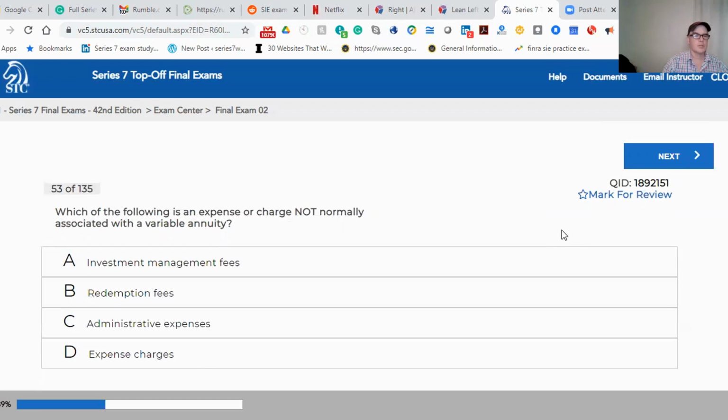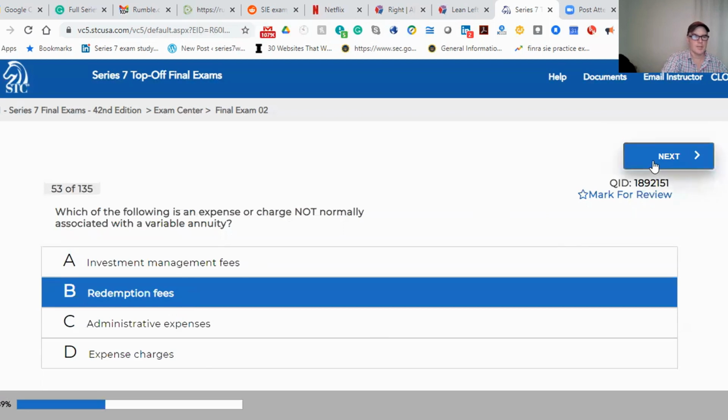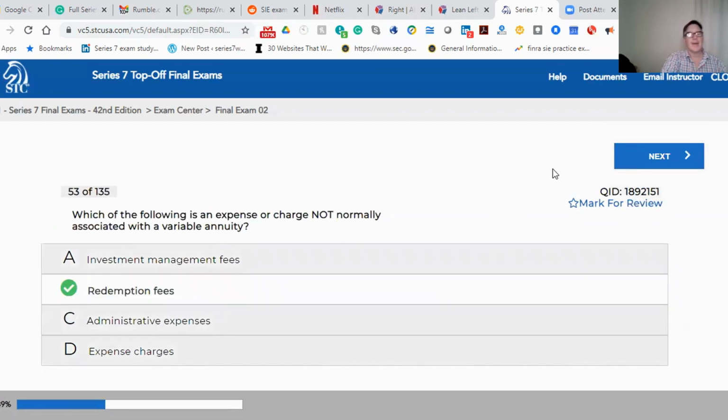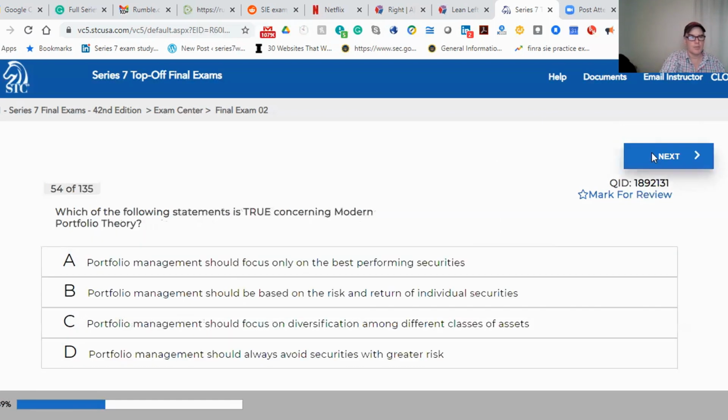Investment management fees, redemption fees, administration expenses, and expense charges. I'm going to go with redemption fees just because I'm taking a guess that they won't even be on the test. Again, because there's no redemption of an annuity. Once you're in, you're in. What happens is if you get out of it before you annuitize, you pay surrender fees, not redemption fees.